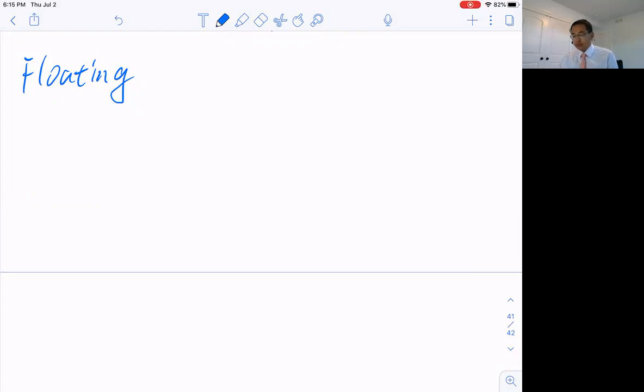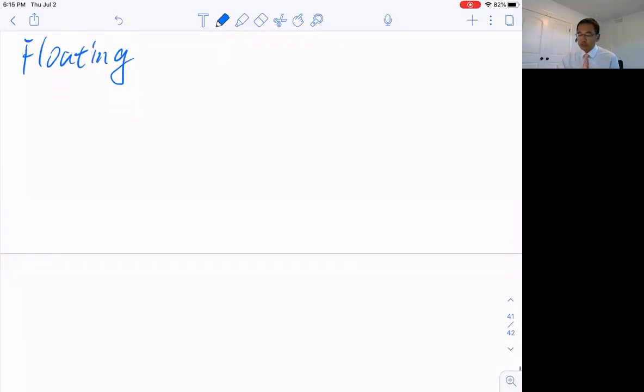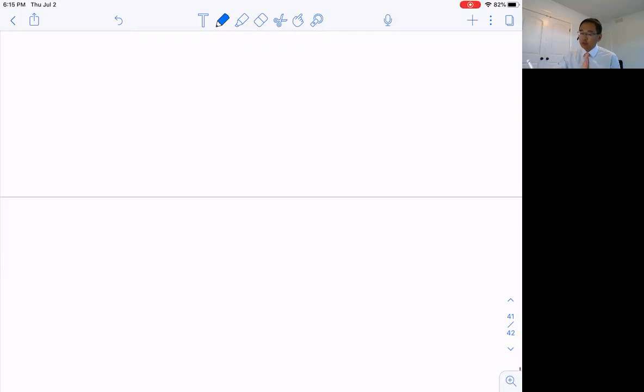So that's the floating system, not too much to discuss compared to the fixed. But then we also have something called managed float.